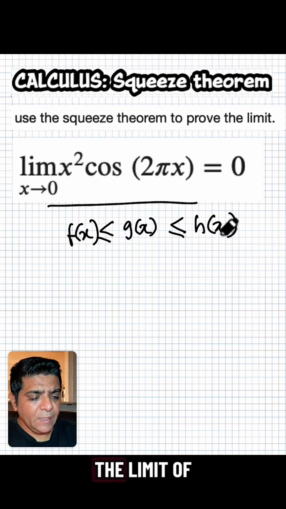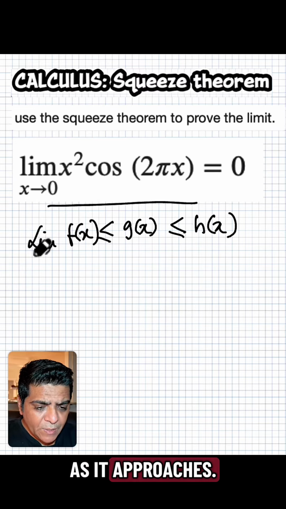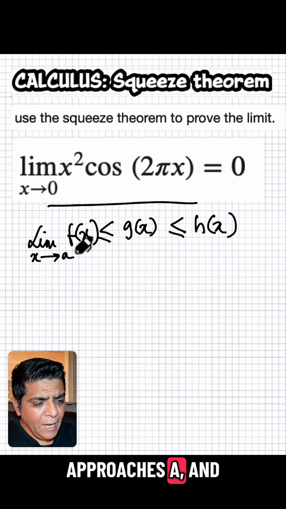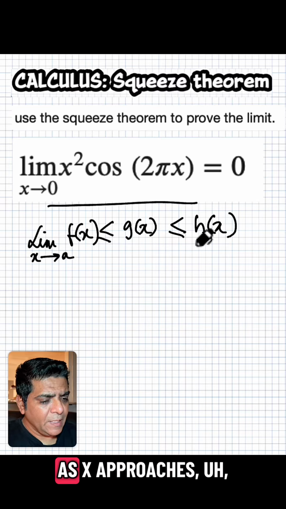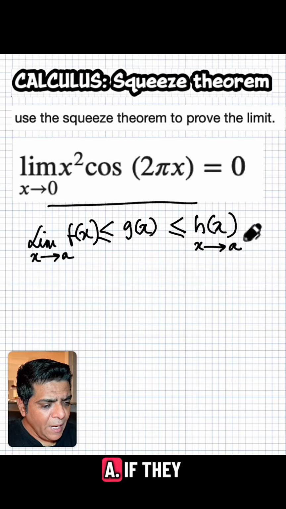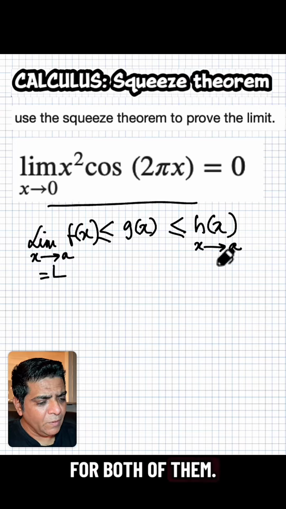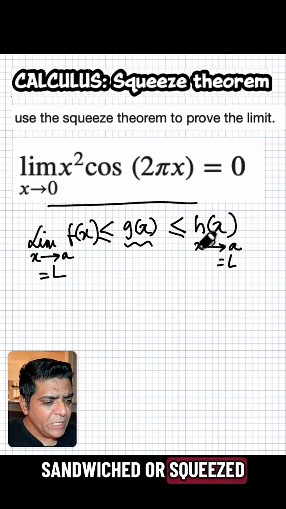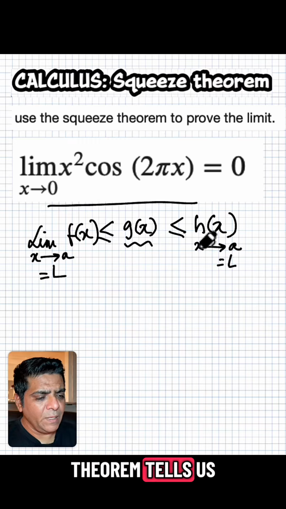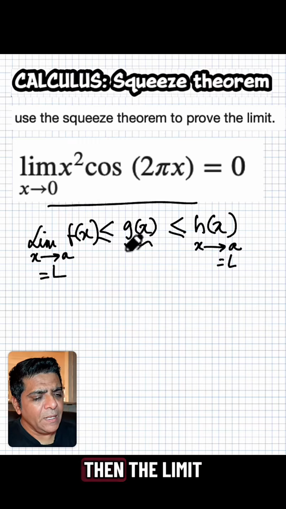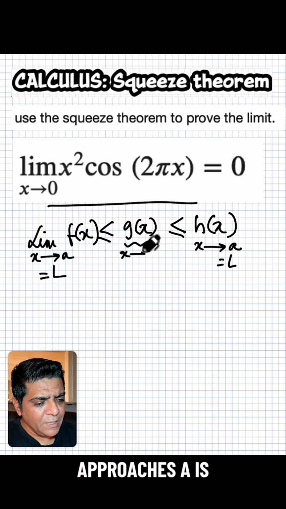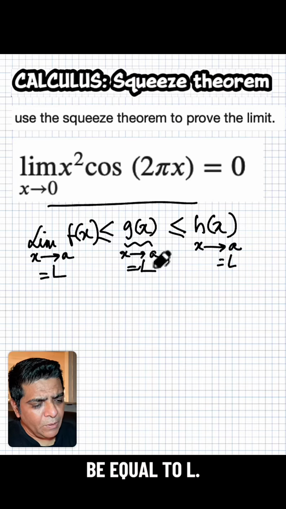And as x approaches a point A, if the limit of f of x and the limit of h of x are the same, let's say the limit is equal to capital L for both of them, then since g of x is sandwiched or squeezed between f of x and h of x, what the squeeze theorem tells us is that the limit of g of x as x approaches A is also going to be equal to L.